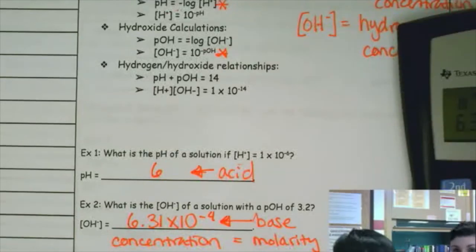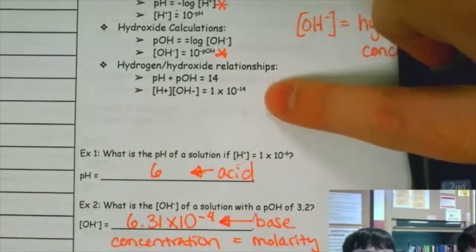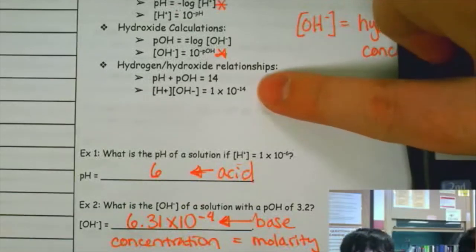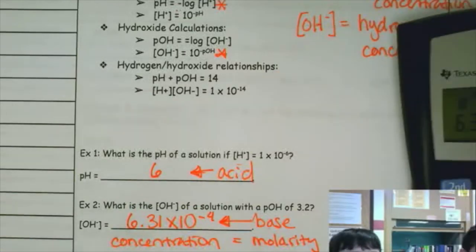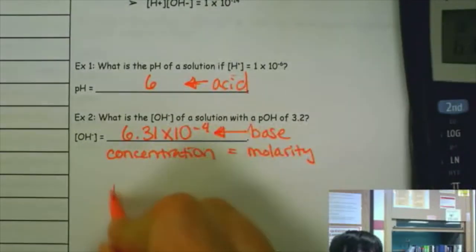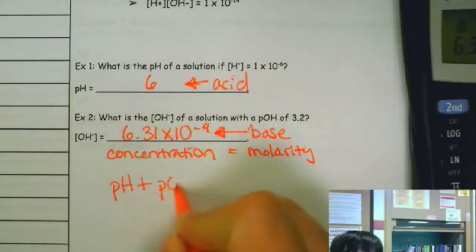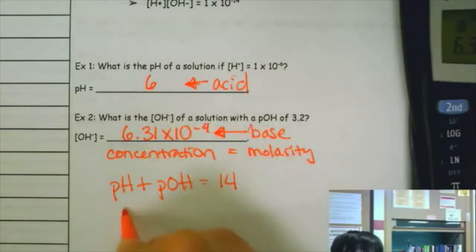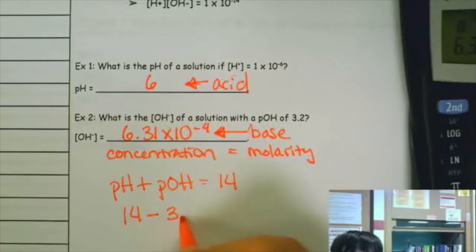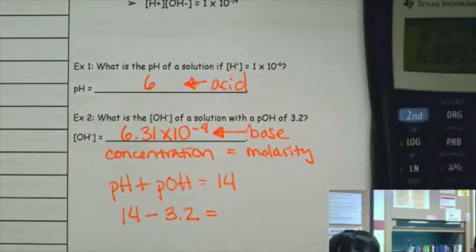Now what does this mean right here? It says the pH plus pOH equals 14. Yes, so if you have pH and pOH, it has to add up to 14. So if you want to know the pH of something that has a pOH of 3.2, pH plus pOH equals 14, right? Mm-hmm. So we could just do 14 minus 3.2, and that would tell us what our pH is. It's like 10.8? Mm-hmm. Oh, I see.